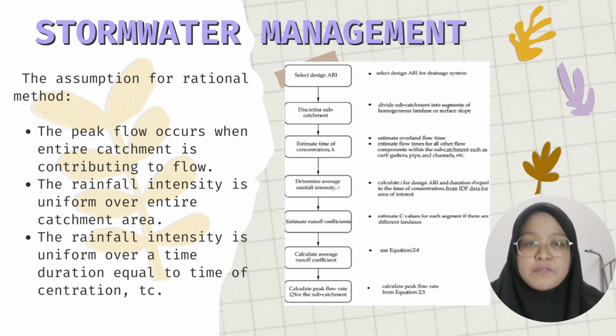There are also 7 procedures for the rational method. First, you need to select design ARI. Second, you need to discretize sub-catchment. Third, estimate time of concentration. Fourth, determine average rainfall intensity. Fifth, estimate runoff coefficient. Sixth, calculate average runoff coefficient. And lastly, calculate peak flow rate Q for the sub-catchment.